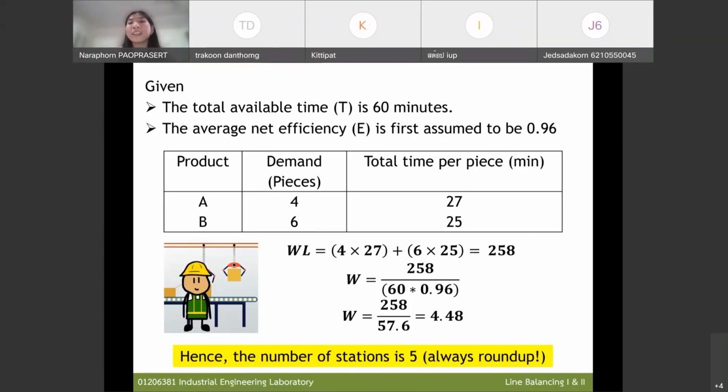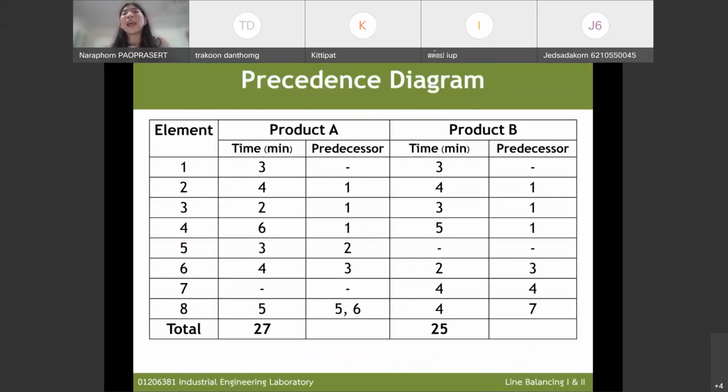So now in here, you know that, okay, in our factory, we need 5 stations in order to finish 4 A's and 6 B's in 60 minutes. So this is the first step in the line balancing procedure. And then in the next stage, as mentioned earlier, you have to know the precedence diagram of the product.